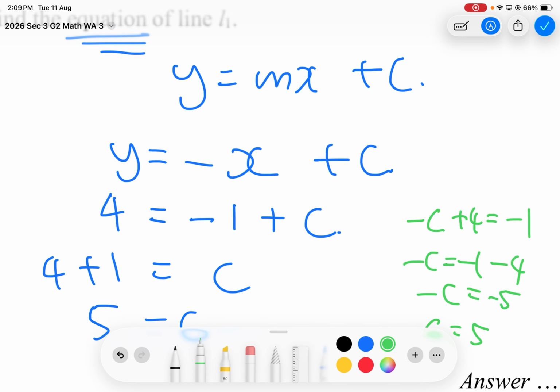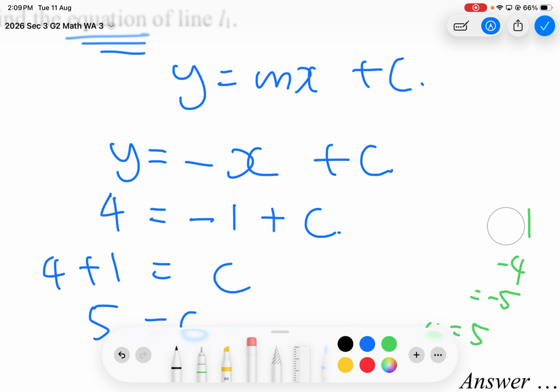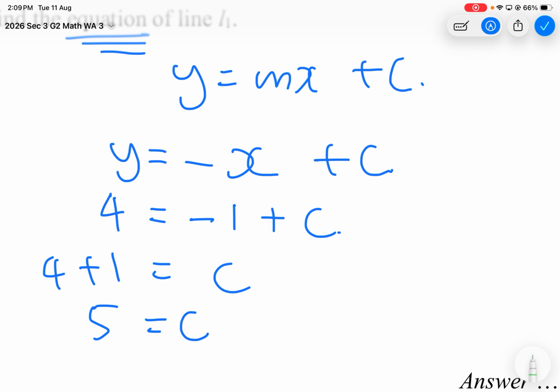There is another way. If I want to put my C on the left, I take whatever is on the right, write it on the left. Minus 1 plus C equals to 4. I never change the sign. I just write right hand side on the left hand side, left hand side on the right hand side. Then if I want to find out C, again it is just adding 1.